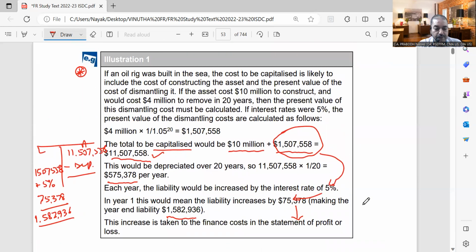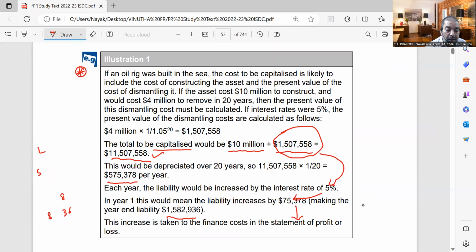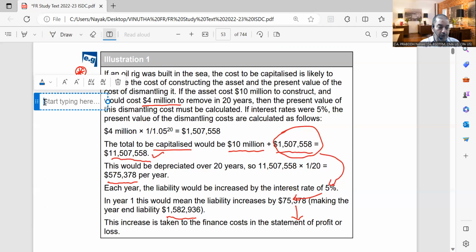Let us look at this first illustration. If an oil rig was built in the sea, the cost to be capitalized is likely to include the cost of constructing the asset and the present value of the cost of dismantling the asset. If the asset cost $10 million to construct and would cost $4 million to remove, so $4 million is your dismantling cost. I'll just write at the side over here. $4 million is your dismantling cost.